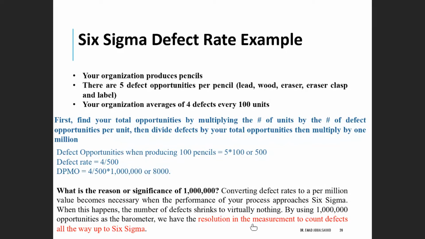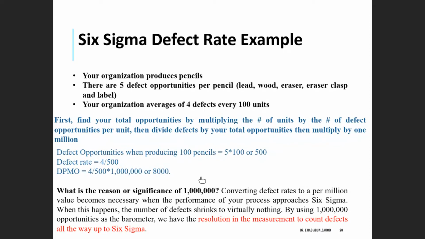If you think about it, when they say 5 nano, if we convert this 5 nano to a meter, or to a kilometer, it will be a large number to look at and compare. That's why you use this scale, so the resolution of the measurement will be clearer and counting defects easier. Even when you come to the Six Sigma level, which is only 3.4 defects per million opportunities, you will not see a lot of decimals. Here you see there are 8,000 defects per million opportunities, whereas at the Six Sigma level there are only 3.4 defects per million opportunities.